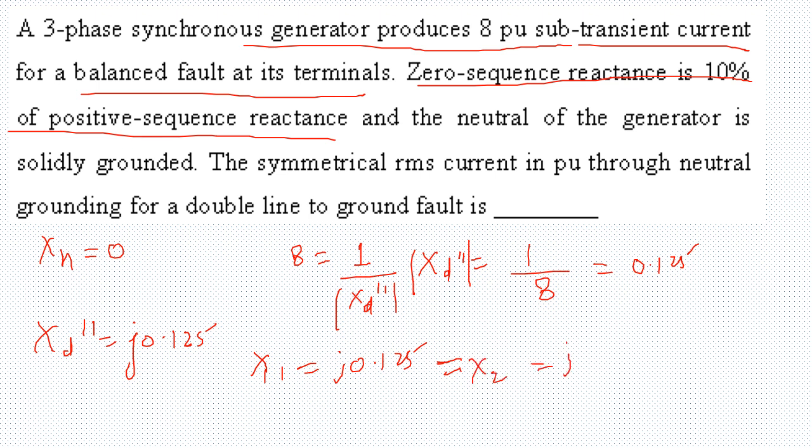So now we have both positive and negative sequence impedance, and the zero sequence impedance is equal to 10% of that, as given here. So it will become 0.1 into j 0.125, hence X0 will be j 0.0125. Now we'll draw the equivalent diagram during double line to ground fault, and then we will calculate the desired result.